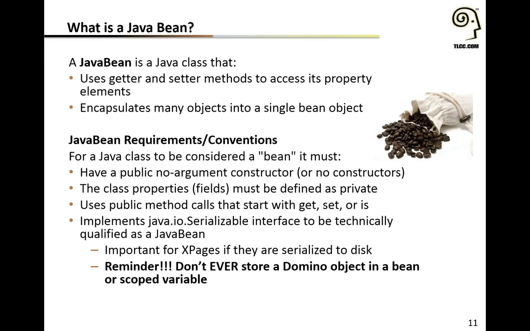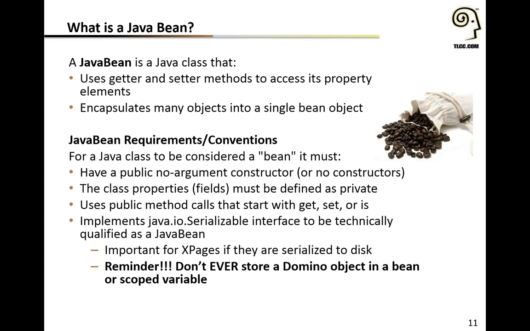So to be considered a bean, we're going to have all our variables that we're going to store our data in. We're going to define those as private, and those are called properties or fields. And then we're going to create methods that are public. They're accessible from anyone using the bean that start with get or set. So let's say you want to access the name, we would say getName. If we want to set the value of that name variable, we would say setName. And then we use is for a Boolean value. So all our Java beans are going to have gets and sets to interface with the data.